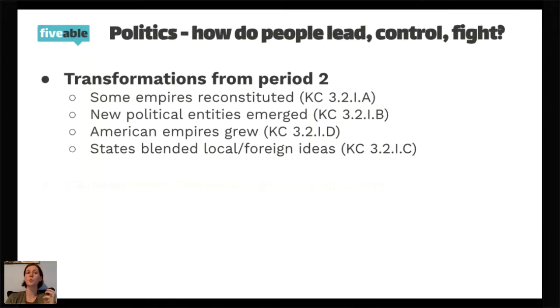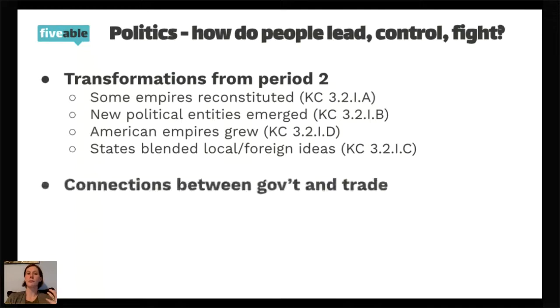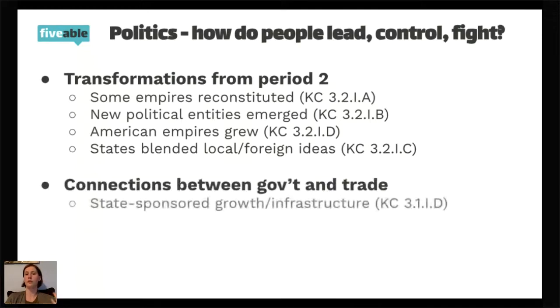So for politics, we're really thinking about government structures and those kinds of things. And there's some important things about governments and trade. If trade is a really big deal in this unit, we want to think about how the government gets involved with trade. One of the ways that the government gets involved with trade is that states or governments actually sponsor traders. They sponsor merchants, they sponsor the growth in agriculture.